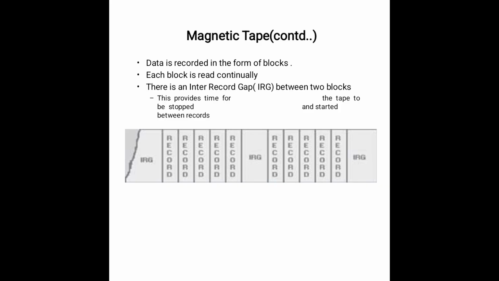There is an inter-record gap between two blocks which provides efficient access to the information stored in the tape continuously. That is, without break, we are able to hear the audio or video, whatever it may be. We have the ability to clearly identify the information stored in the magnetic tape. This provides the time for the tape to be stopped and started between the records. It provides the frequent gap between the records for the smooth continuity of accessing information.